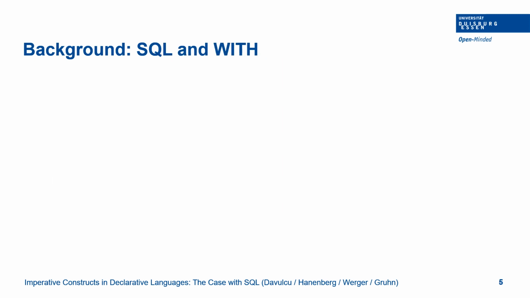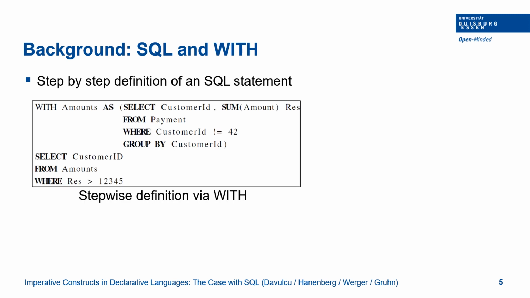So let's take a closer look into stepwise query definitions and the language support that you get by SQL, and this is typically done via the statement with, or the language construct with. And this is an example how with can be used. So you define a variable called amounts, and then you say how amounts look like, or what the SQL statement is where the result is stored in the variable amounts, and then you define a statement based on the variable amounts.